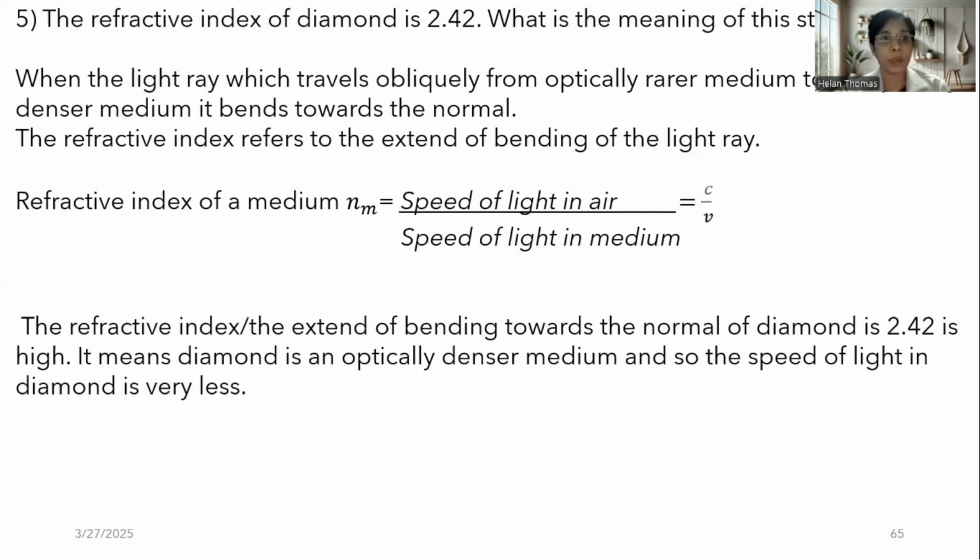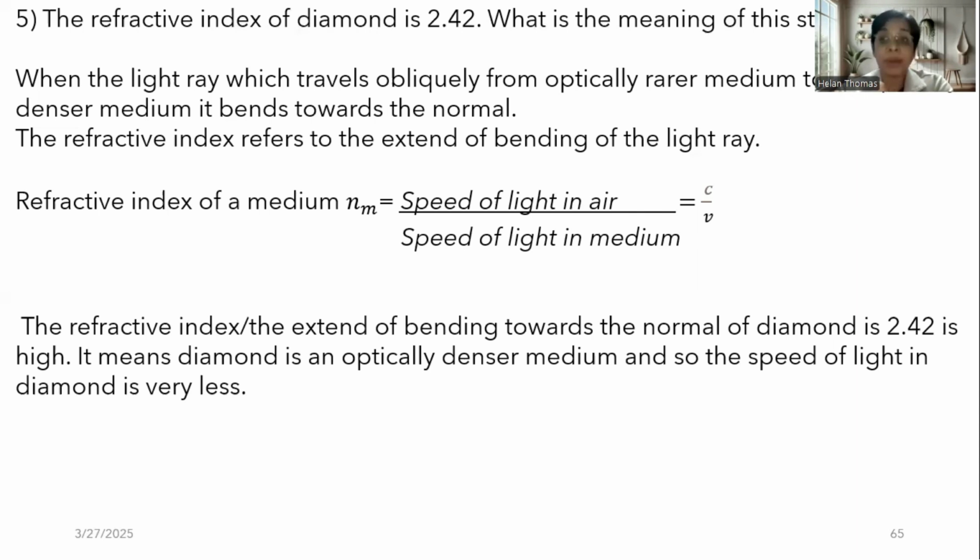And then you come to the question, the refractive index or the extent of bending towards the normal of diamond. Even if you cut out that statement, it is fine. The refractive index of diamond is 2.42. It is high. It means the diamond is an optically denser medium, and so the speed of light in diamond is very less.